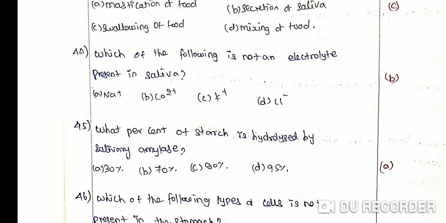Which of the following is not an electrolyte present in saliva? Option A sodium, option B calcium, option C potassium, option D chlorine. The correct answer is option B calcium. The saliva secreted into the oral cavity contains electrolytes like sodium, potassium, chlorine, HCO3 and enzymes like salivary amylase. Saliva also contains the antibacterial lysozyme.